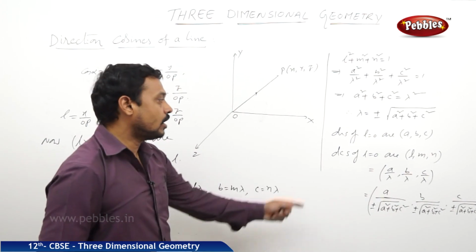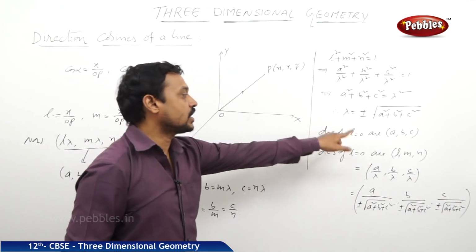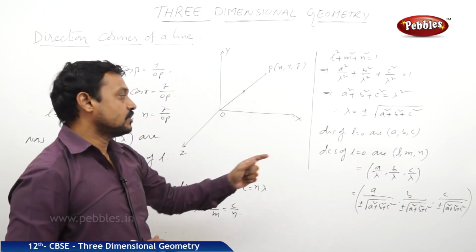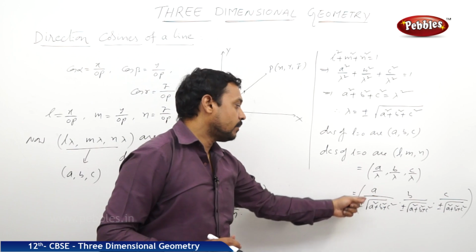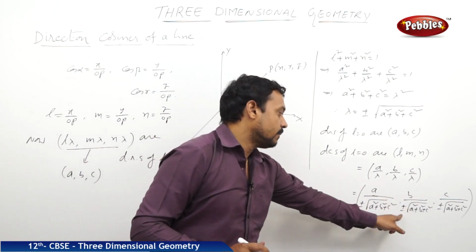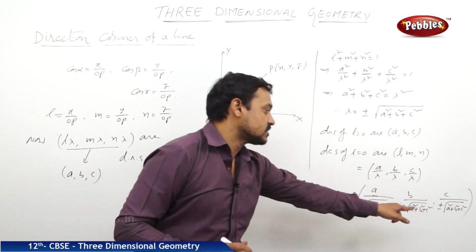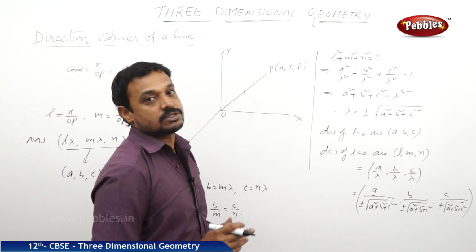Now, these are the direction cosines of a line when the direction ratios are given. Suppose the direction ratios are a, b, c, then the direction cosines are a by plus or minus root a square plus b square plus c square, b by plus or minus root a square plus b square plus c square, comma, c by plus or minus root a square plus b square plus c square.